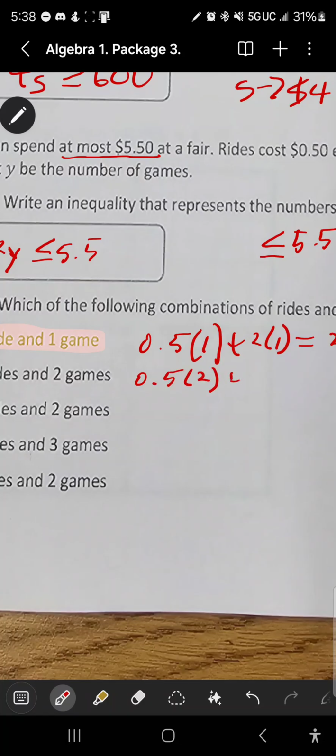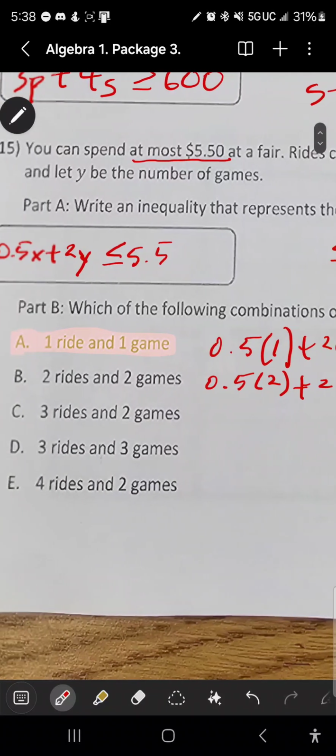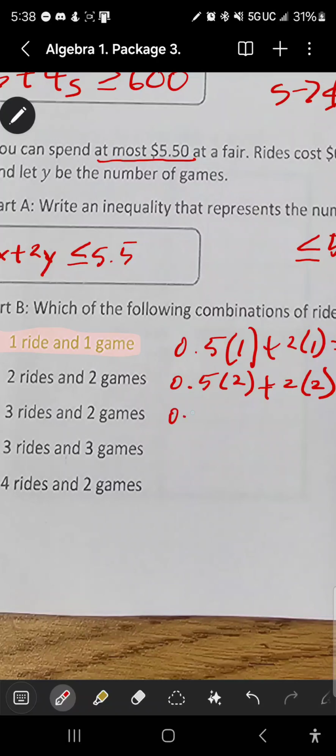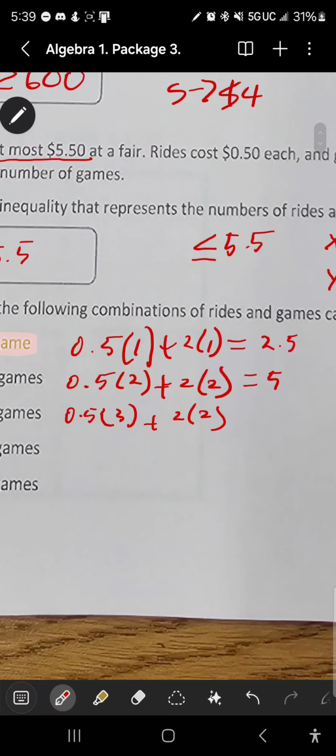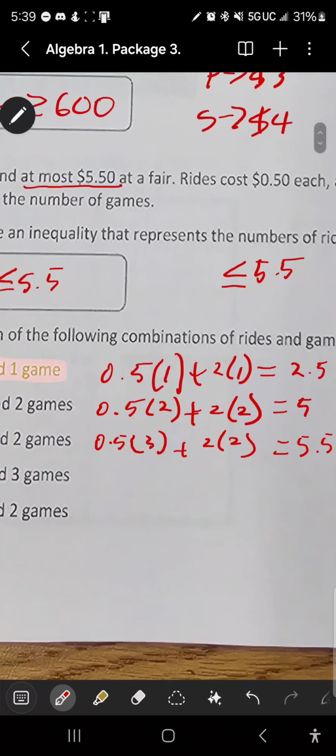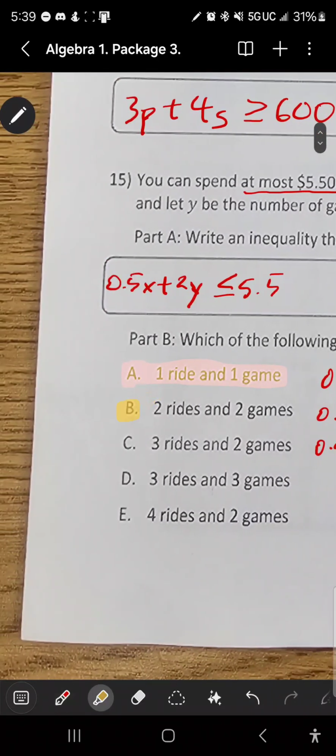0.5 times 2 plus 2 times 2. As you can see, 0.5 times 2 is 1, and 2 times 2 is 4, so 1 plus 4 is going to be 5. 5 is still under 5.5, so we are good. Let's see the other one. 3 rides, so 0.5 times 3 plus 2 times 2. 0.5 times 3 is 1.5, plus 4, it will be 5.5. And as I told you before, he has the 5.5, so he can actually spend the $5.5. So we're still good. So these three are good.